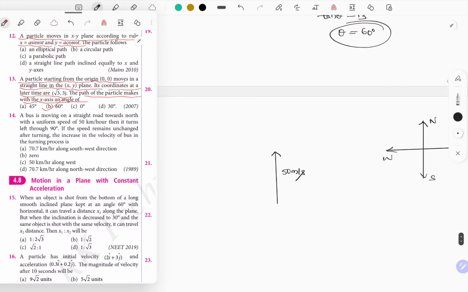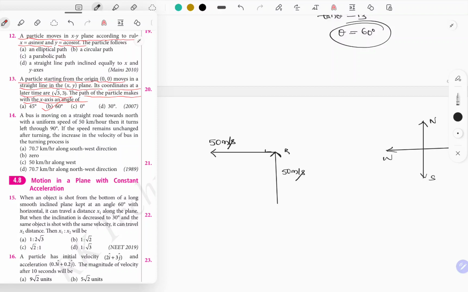Next, with a uniform speed. Then it turns left through 90 degrees, in the sense towards west direction or towards east direction. While I am moving like this, this is going to be right and this is left for me. So towards left, in the sense, the bus will move towards the west direction. With the same speed or a different speed? Speed remains unchanged. Okay, super. That means with 50 meter per second itself.